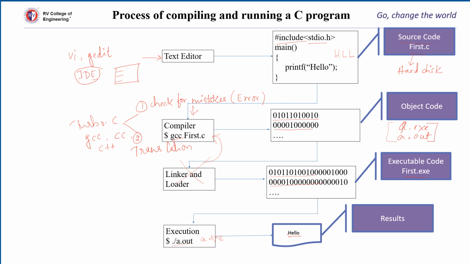So the main steps in the process of compiling and running a program are: the first step is writing the program and saving it with its name. The second one is the process of compilation, right? The next step is execution.